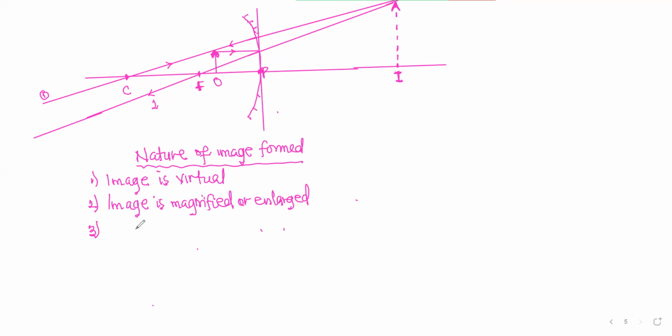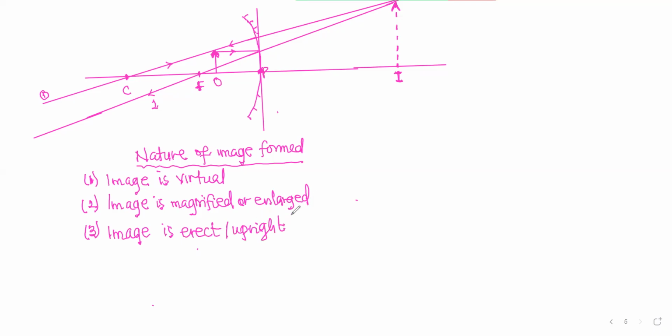Rabia 2, let me hear from you. Rabia 2, are you there? Yes, sir. The image is erect or upright. Exactly. So all virtual images are erect or upright, and all real images are inverted. So image is erect or upright.